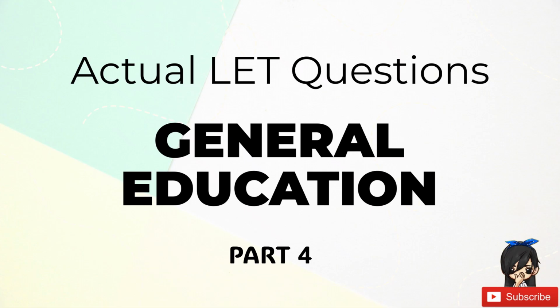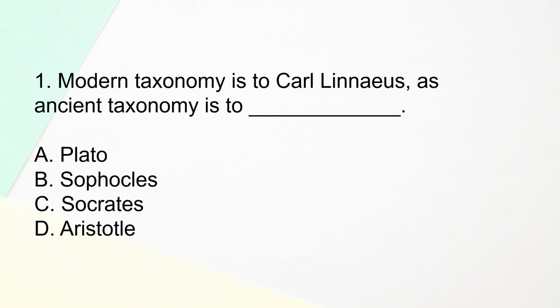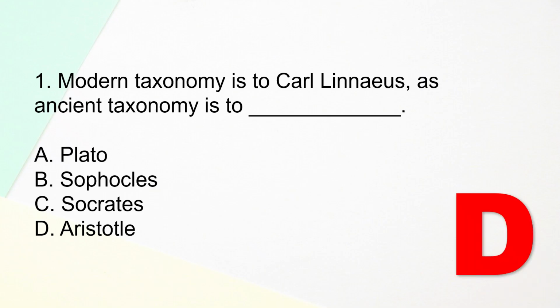Let's get started. Number one, modern taxonomy is to Carl Linnaeus as ancient taxonomy is to blank. Letter A, Plato. Letter B, Sophocles. Letter C, Socrates. Or letter D, Aristotle. The correct answer is letter D, Aristotle.